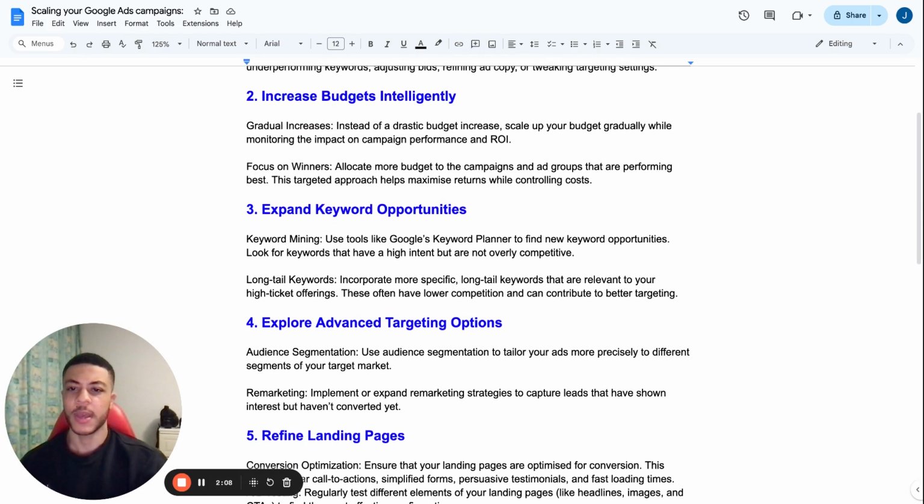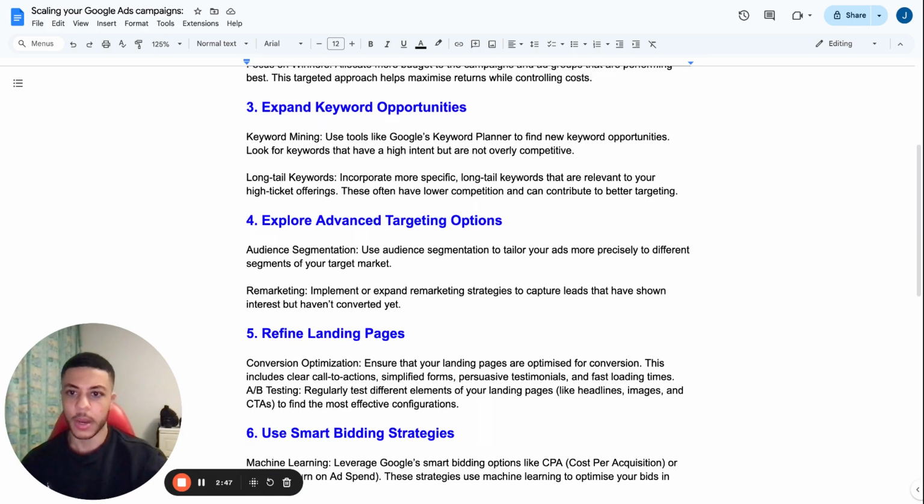So next thing you want to do is expand your keyword opportunities. If you're looking to scale, you want to use keyword mining. So you want to use tools like Google's keyword planner to find new keyword opportunities and look for keywords that have high intent but aren't overly competitive. You also want to use things like long tail keywords. You want to incorporate more specific long tail keywords that are relevant to your higher ticket offerings. These often have lower competition and can contribute better for targeting. So if you sell high ticket things, if you're an e-commerce brand or something like that, then long tail keywords may be something you're looking into.